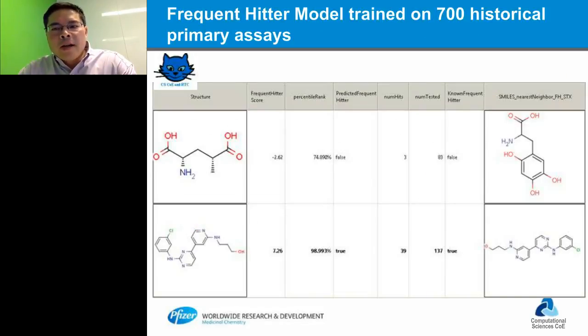Also in the HTS triage step, it's often useful to see whether the molecules that show up as active have been known to be frequent hitters or promiscuous compounds. So we train a statistical model on 700 historical assays to score the likelihood that something is a repeat offender that just shows up everywhere. The scores come back into PCAT in this table format, which has a frequent hitter score, and then the most similar molecule in the training data set and whether that is known to be a frequent hitter as well. In the top case, it's not, and in the bottom case, it's known to show up active in many assays, in this case, 39 assays.